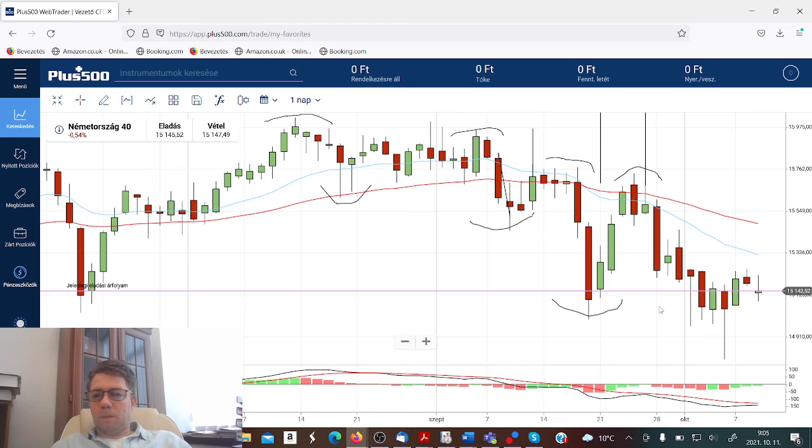We may get back to the 20-day EMA and then to the 50-day EMA. We will see how this plays out.